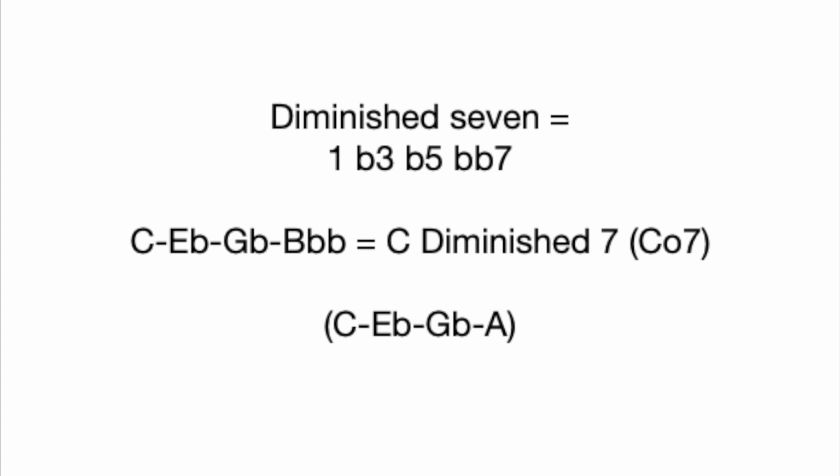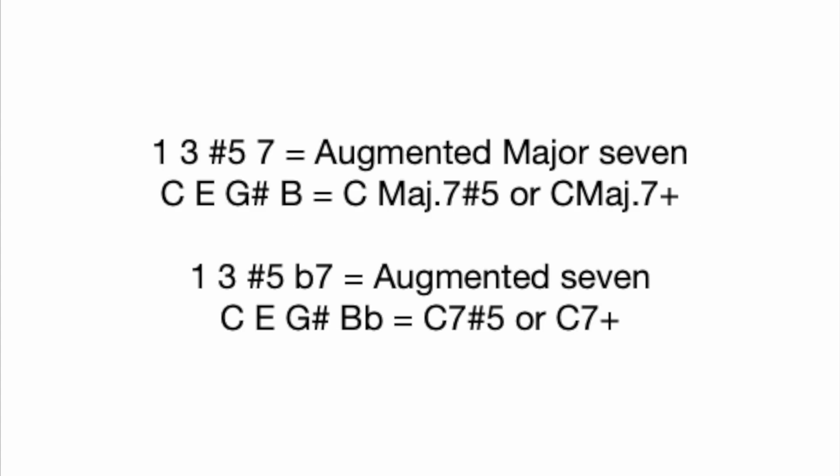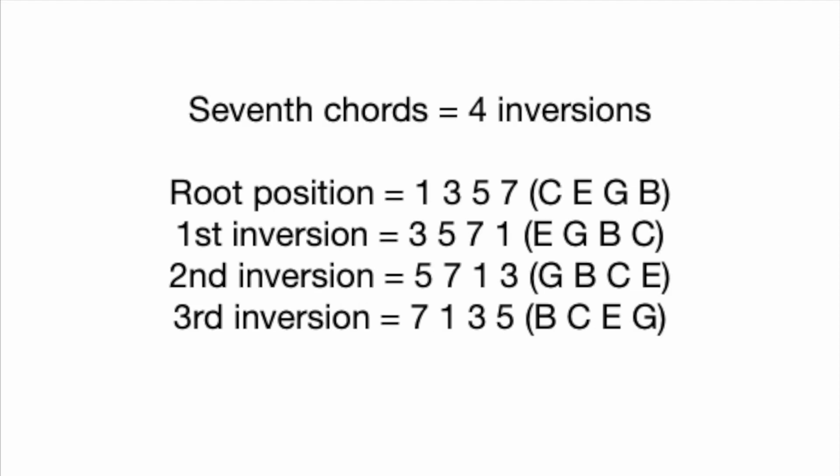We will talk more about diminished in a future lesson on symmetrical scales and harmony. An augmented triad with a major seventh is called augmented major seventh. An augmented chord with a minor seventh is called augmented seventh. Because there are 4 notes in a seventh chord, there are 4 inversions: root, first, second, and third inversion.